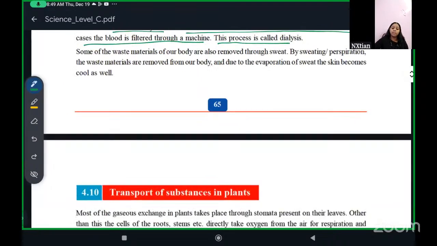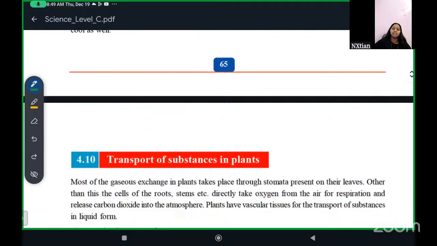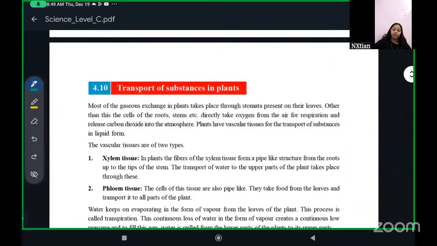All right. Now, some of the waste materials of our body are also removed through sweat. By sweating or respiration, the waste materials are removed from our body. And when evaporation of sweat takes place, the skin becomes cool as well.